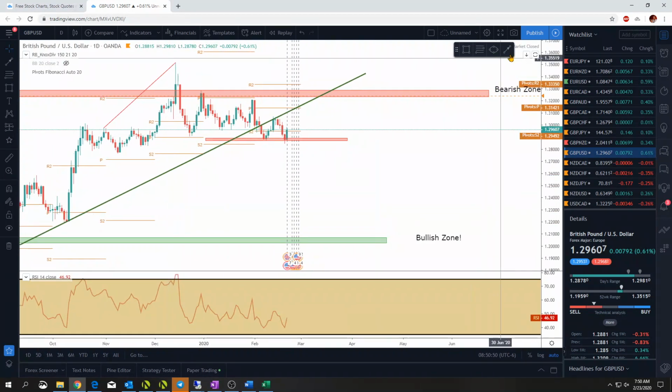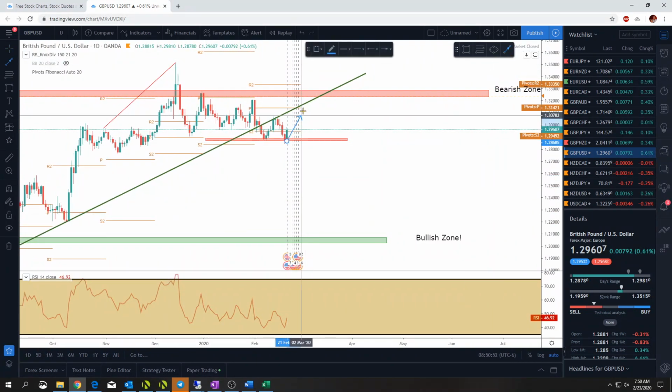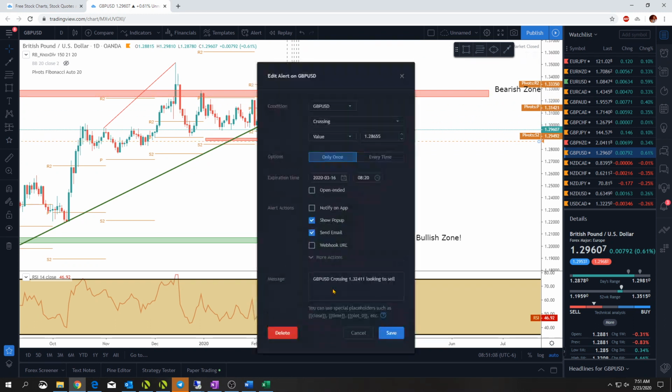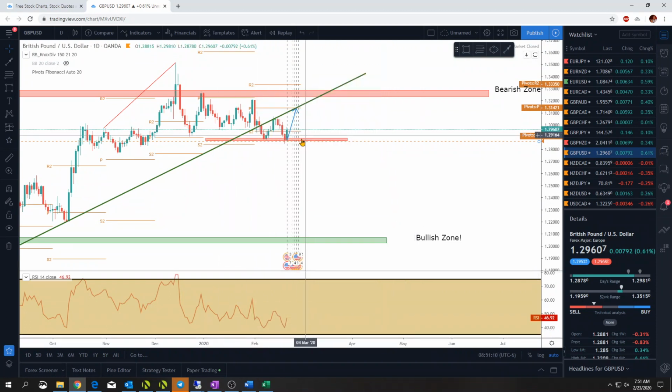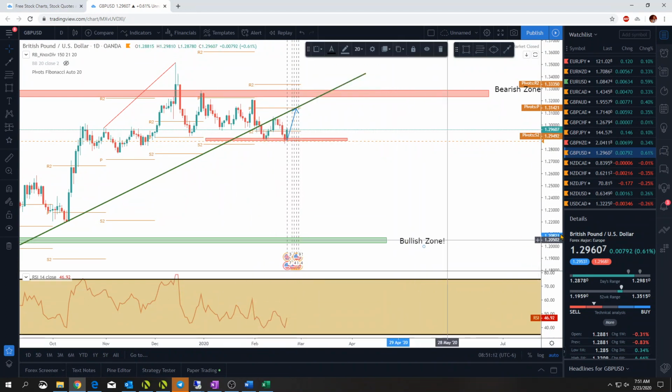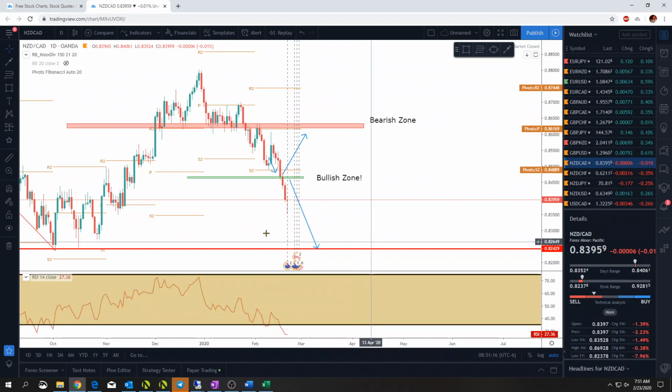We may get a push back up to at least test this line. I love last week's pivot. It's not a bad play there. We'll just have to see what price does at this level. I'm going to pull this. If we get a good break of these, I want to get bearish there. Don't need to turn it red.